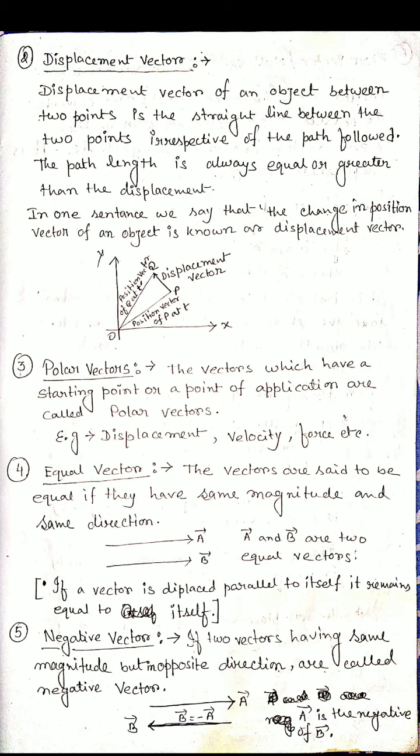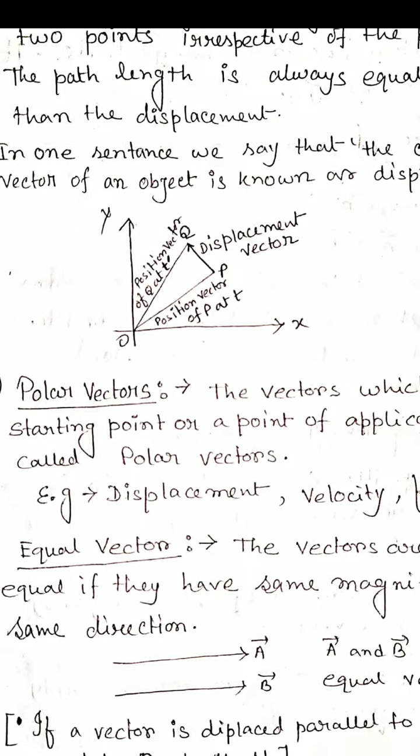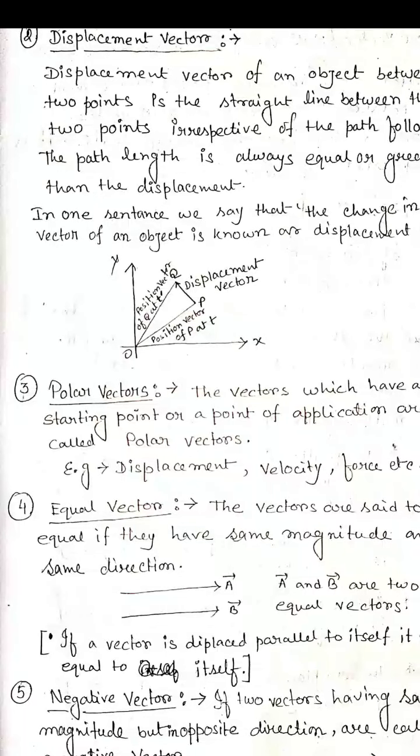Now the displacement between P and Q, this arrow sign P to Q, because the object displaced from P to Q, that's why the arrow is P to Q. This is called the displacement vector.